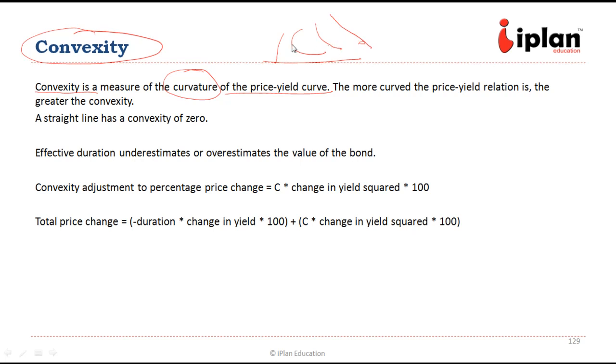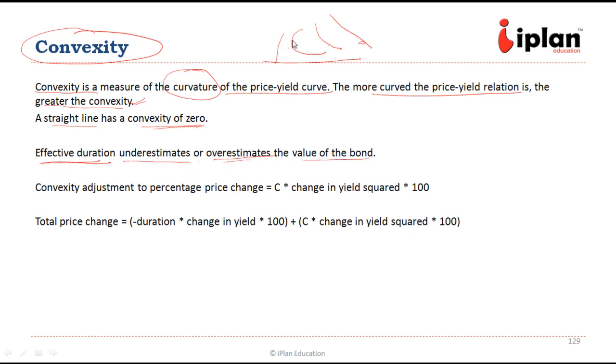It is slightly higher, and in this case it is even higher. So the more curved the price yield relation is, the greater is the convexity. A straight line has convexity of zero. So if we are measuring the interest rate risk, or the change in price due to interest rate change, only based on effective duration, we are going to underestimate or overestimate the value of the bond.